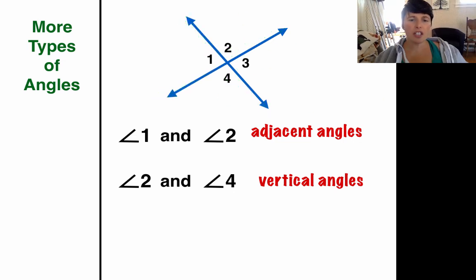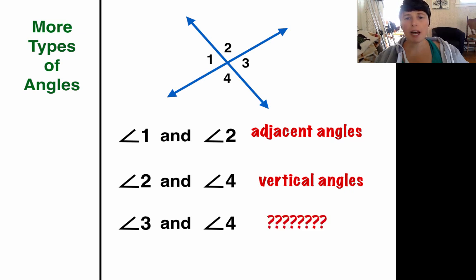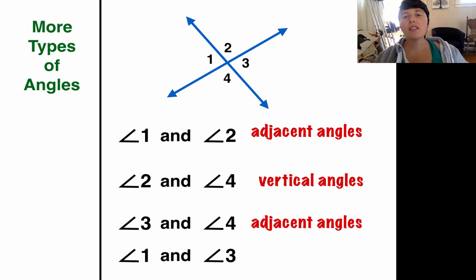So now your turn. What would you call angle 3 and 4 if you had to pick a name for them? Are they adjacent or are they vertical? Yeah, angle 3 and 4 are side by side. They're adjacent angles, totally adjacent angles. What would you call angle 1 and 3 if you had to guess? Yeah, 1 and 3 are across from each other. They're vertical angles. 1 and 3 would be vertical. All right, so we've got adjacent angles and we've got vertical angles.